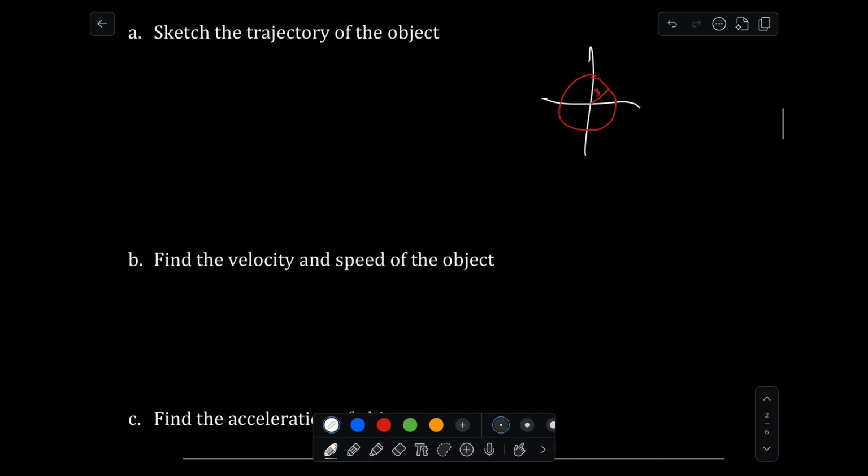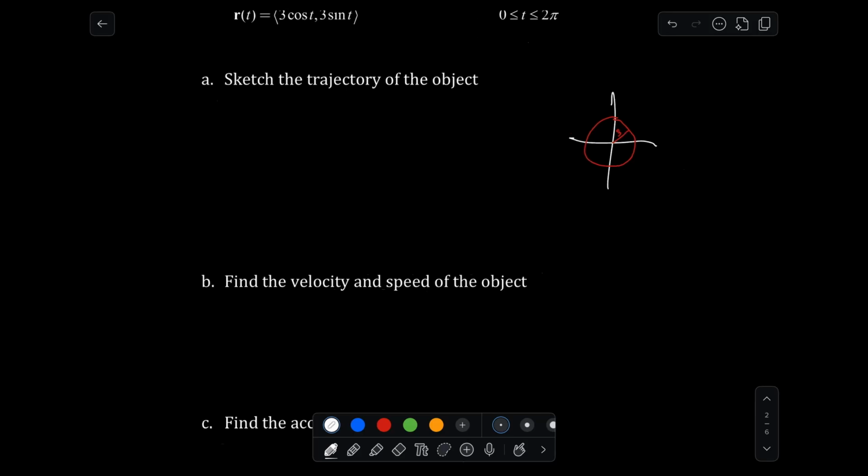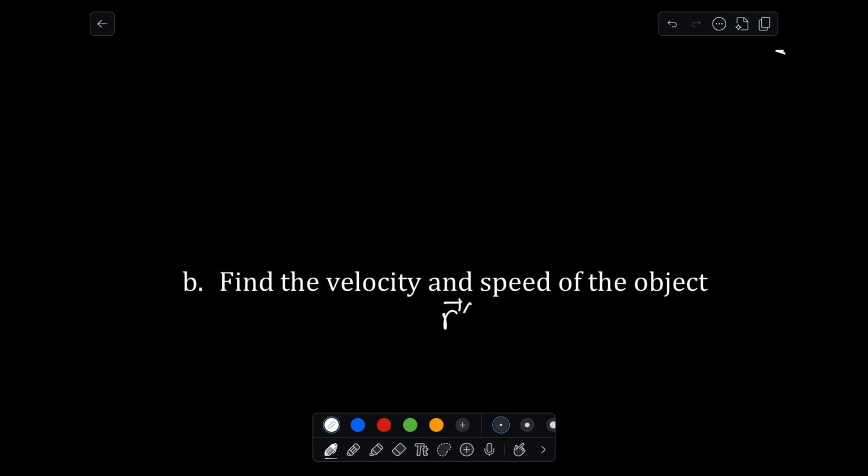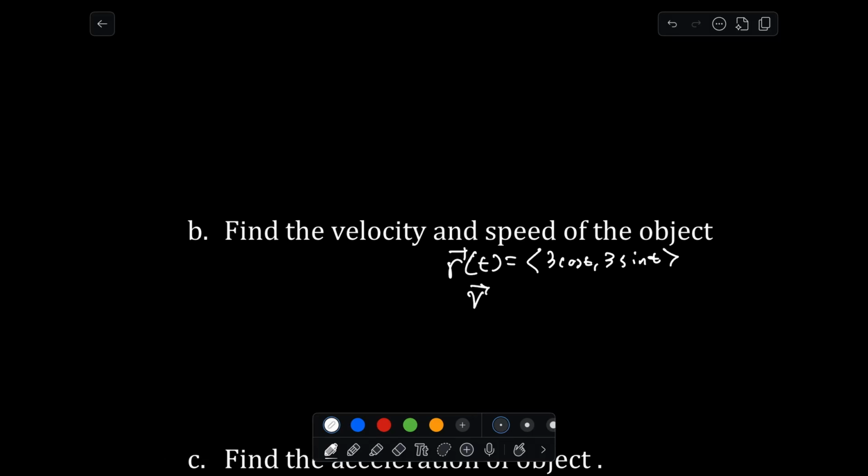Find the velocity and the speed of the object. So we have to take the derivative of our position function. So v of t, we know it's just r prime of t, so we just take the derivative of each of the components on the inside separately. Get the magnitude of that to solve for the speed.